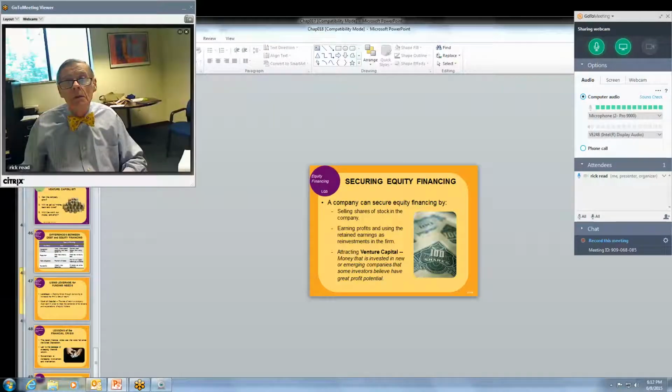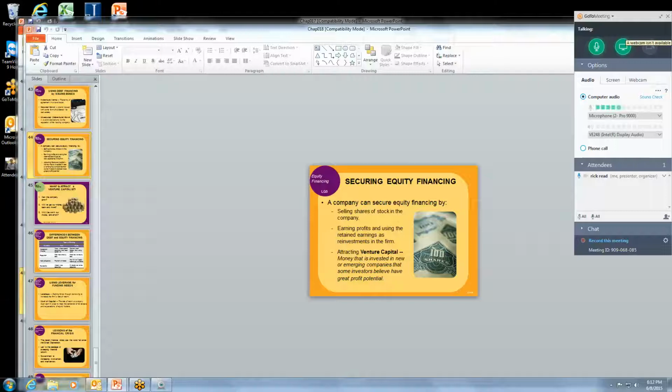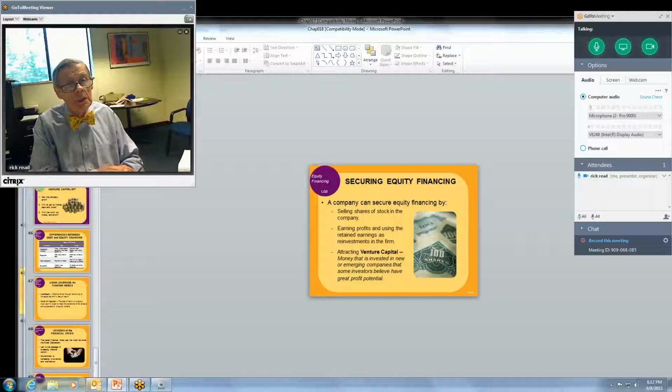Equity financing. Now, you can get this in a number of ways. We've talked a little bit about this in the past. Sell shares in your company. That's always a way that you can do that. Be careful about that because if you're going to do it, you want to make sure that you're still going to be able to retain more than the majority.